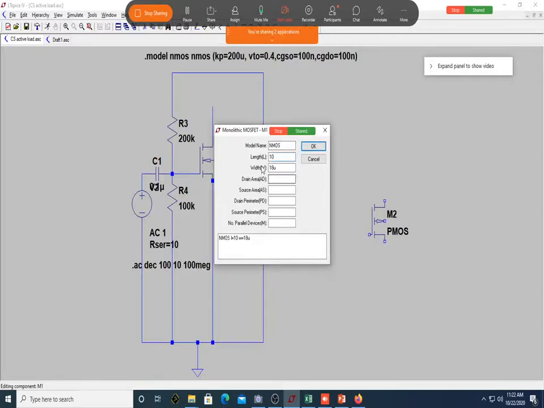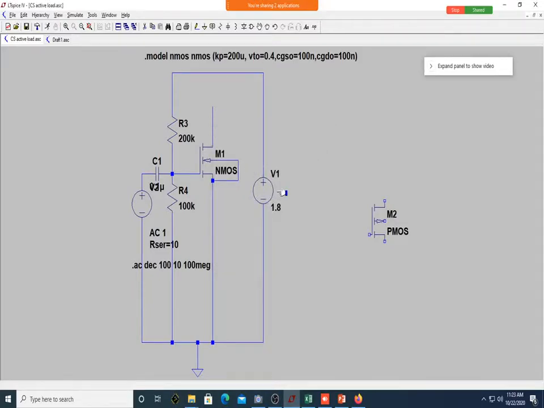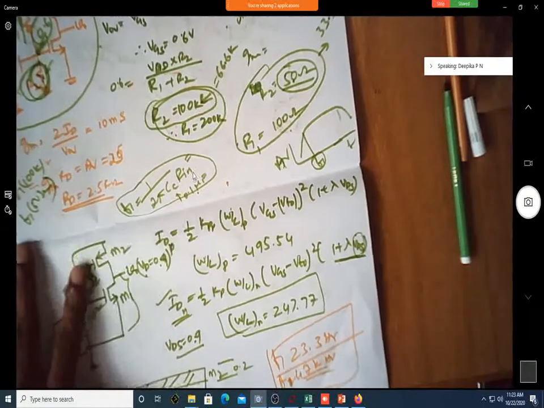Yeah, I'll make it. This is 10U, for this to be 250. Sorry, 247.7 U. Will the ratio now become 247.77? Yes, sir. Done. See now, as I just mentioned over here, I need to have a PMOS transistor.